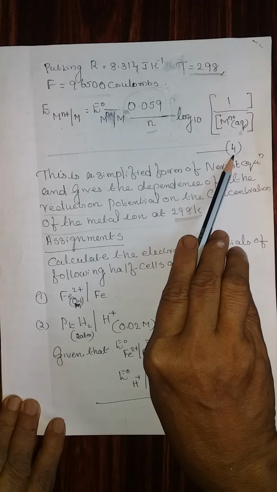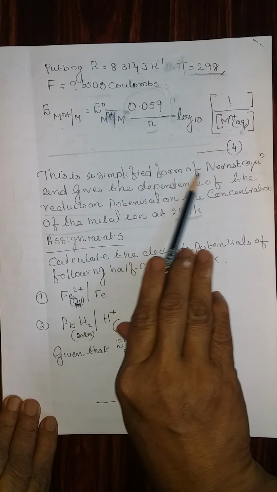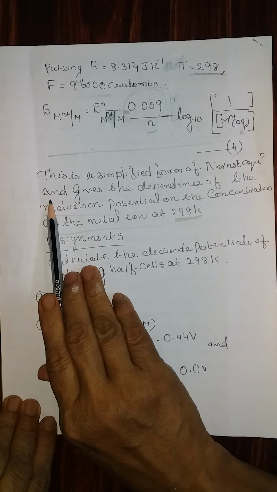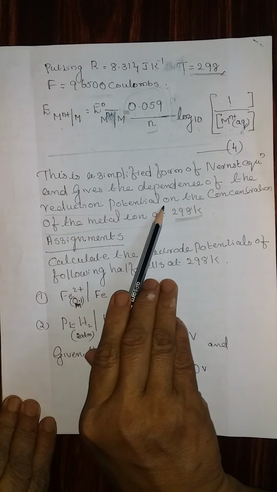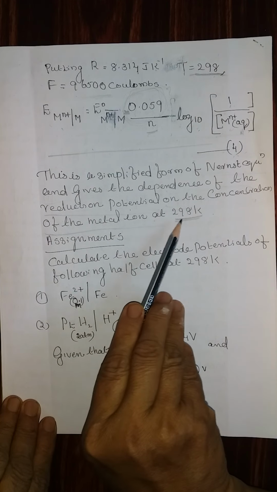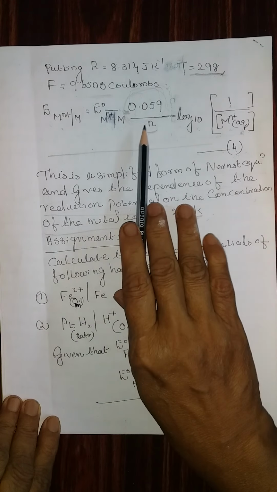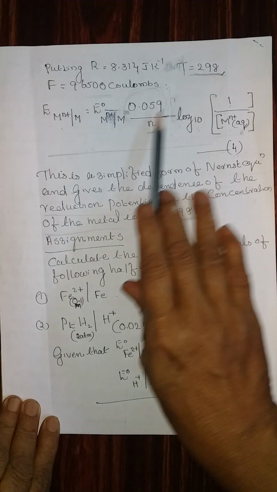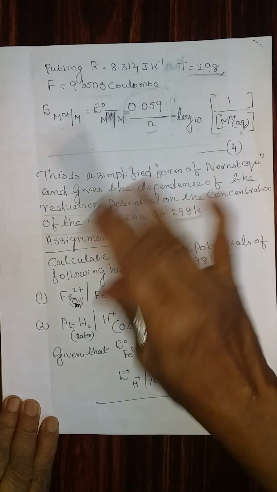Therefore, you get the final equation 4. This is the simplified form of the Nernst equation and gives the dependence of the reduction potential on the concentration of the metal ion at 298 Kelvin. But if the temperature is different, don't substitute 298 here. If it is 298 only, you will get this value.